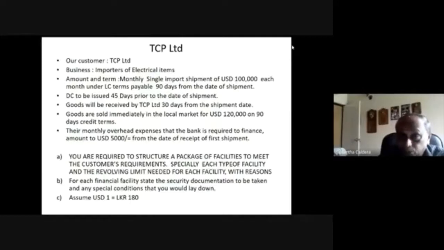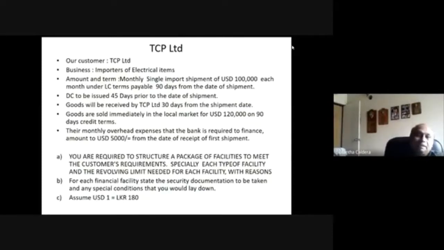Keep that well in mind. 90 days from the date of shipment, right? You must keep that wording well in mind. Then DC to be issued 30 days prior to the date of shipment, not 45, 30 days. Goods will be received by TCP Limited 30 days from the shipment date.